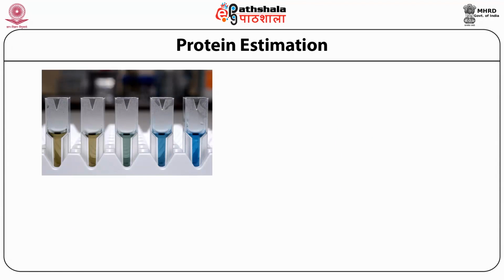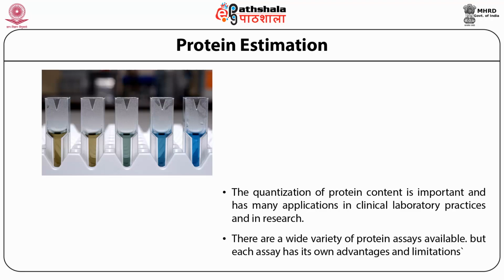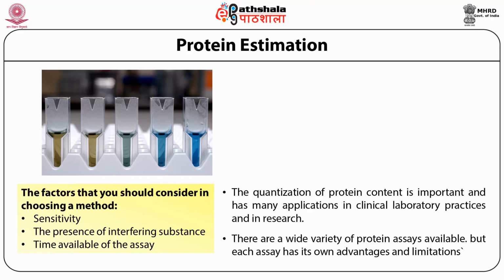We discuss protein estimation. The quantification of protein content is important and it has many clinical applications. There is a wide variety of protein assays available, but each assay has its own advantages and limitations. So first we must know what factors we should consider before choosing a method. These factors are most important: sensitivity, the presence of interfering substances, and of course the time availability of the assay.